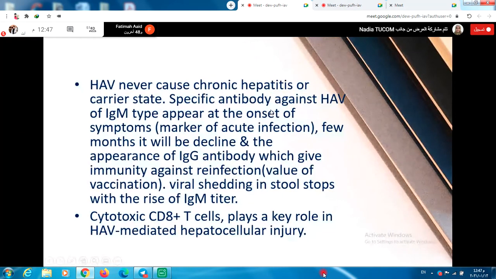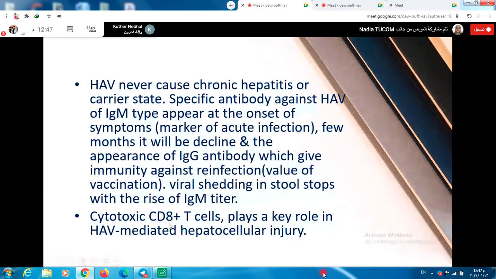Specific antibodies of the IgM type will be detected at the onset of symptoms. It is a marker of acute infection, hepatitis A virus IgM, and after a few months it will decline and be replaced by IgG antibodies that give immunity against reinfection. And this is the importance of vaccination. Viral shedding in the stool will stop with the rise of IgM titer.